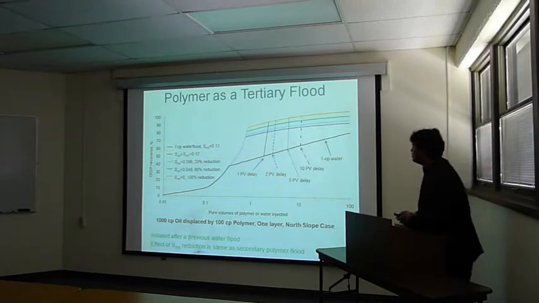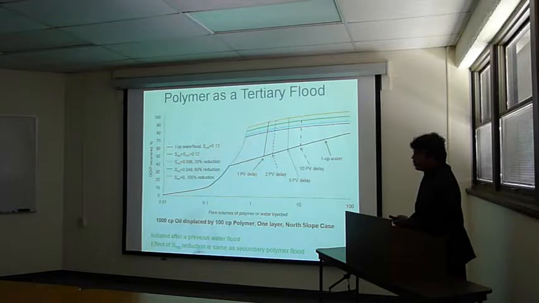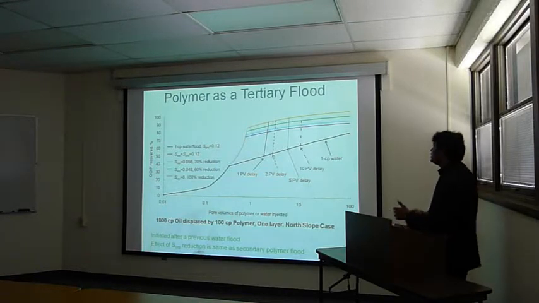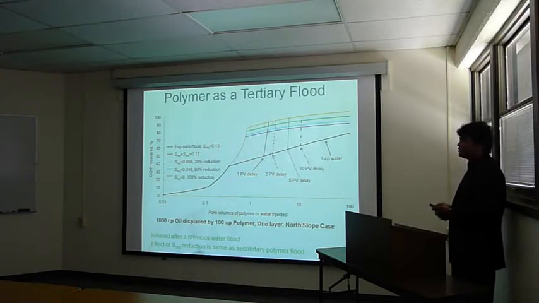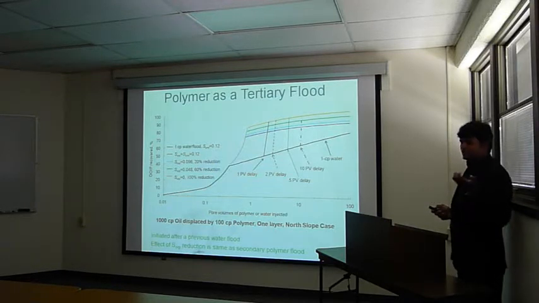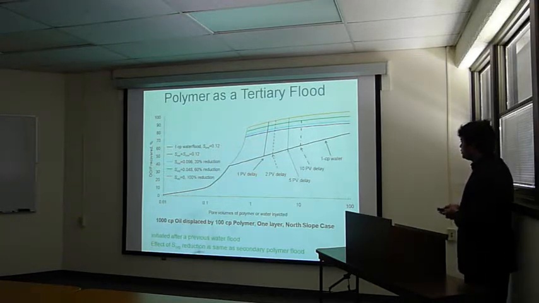So till now the polymer was considered as a secondary flood in all the cases. Now if there was a water flood in operation before the polymer flood, that is, polymer is injected as a tertiary flood, then what is its effect on oil recovery when the residual oil saturation goes down? So this figure analyzes 4 cases, that is 1 pore volume delay, 2 pore volume, 5 and 10 pore volume delay.